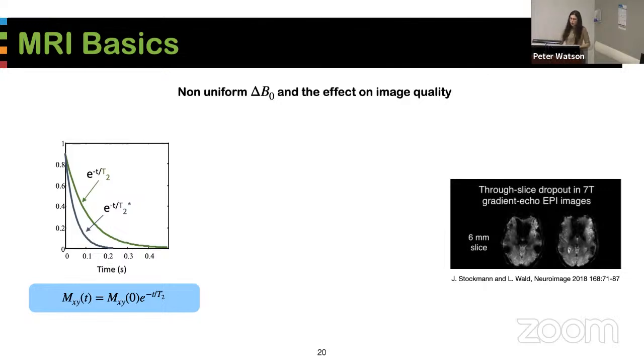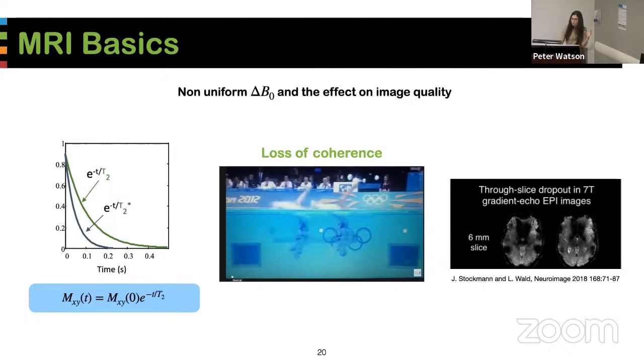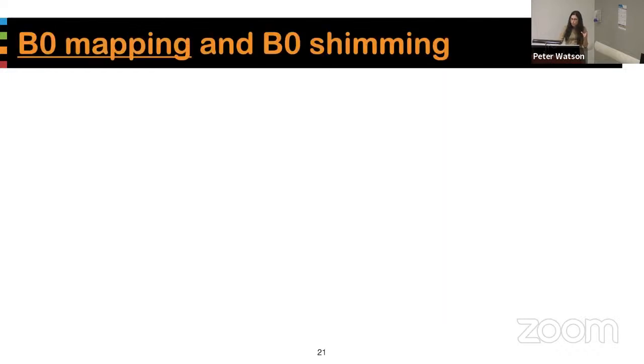So this is a problem. Obviously, you don't want your images to look like this. Here I'm just explaining that this is caused by a loss of coherence, like I explained before. So this is a problem. What can you do about it? You can do something called B0 shimming to try to homogenize the magnetic field.